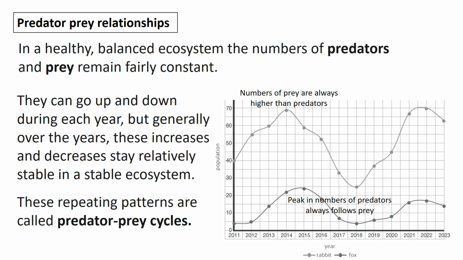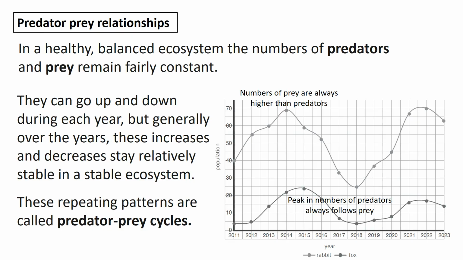These repeating patterns are called predator-prey cycles, and you can spot in a predator-prey cycle which is the predator and which is the prey, because at the peaks, where the numbers are highest, the prey numbers are always higher. The peak's always slightly before the predator numbers. So you can see the peak of the prey is always before the peak of the predator.